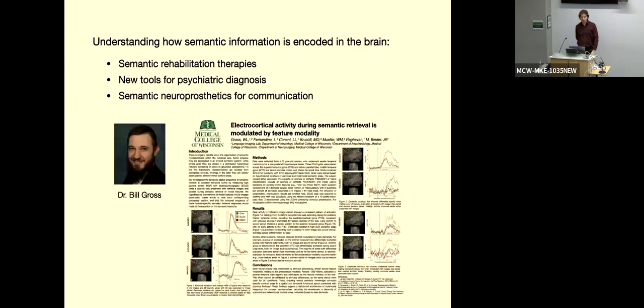And in fact, we are starting to explore that avenue with Dr. Bill Gross from the anesthesiology department. We're starting to record intracranial EEG from neurosurgical patients for tumor resection and trying to decode the content of that activity as patients are reading different words. The idea is that eventually this may lead to a sort of semantic-based neuroprosthetic device.